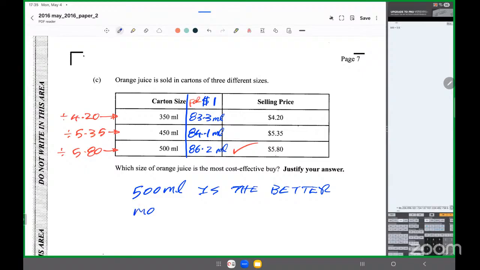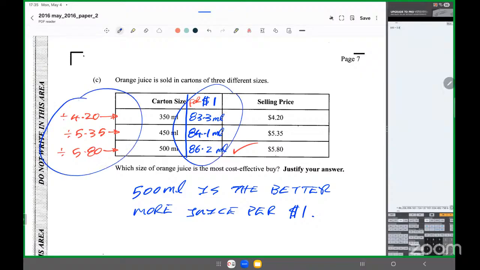Because we're getting more juice per dollar, per $1. More juice per $1. That's the reason. And your calculation is here. You put this, leave this on the exam paper they give you a max. You have justified what you did.